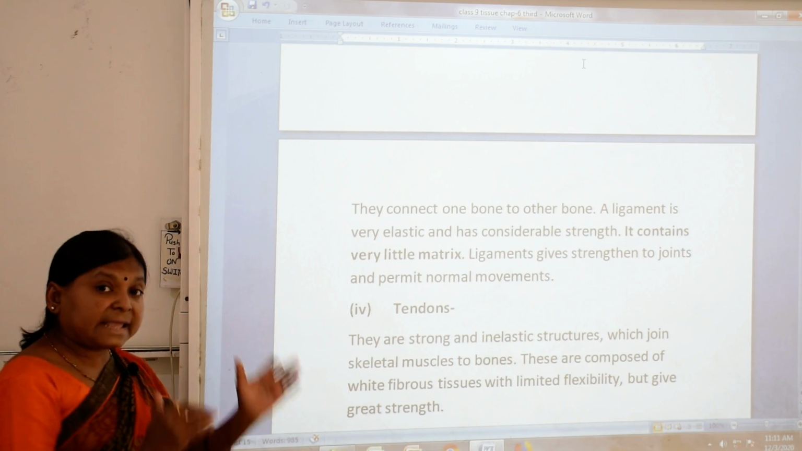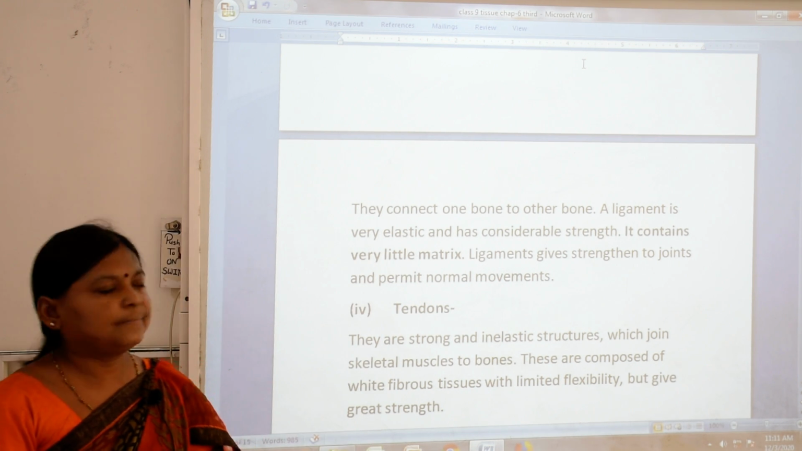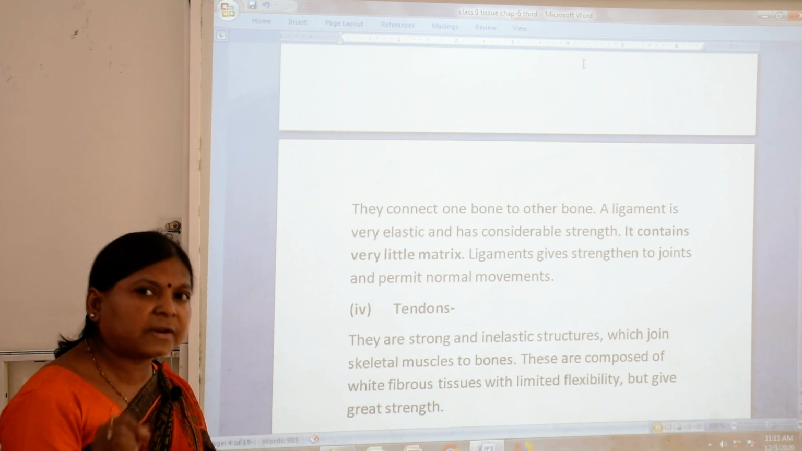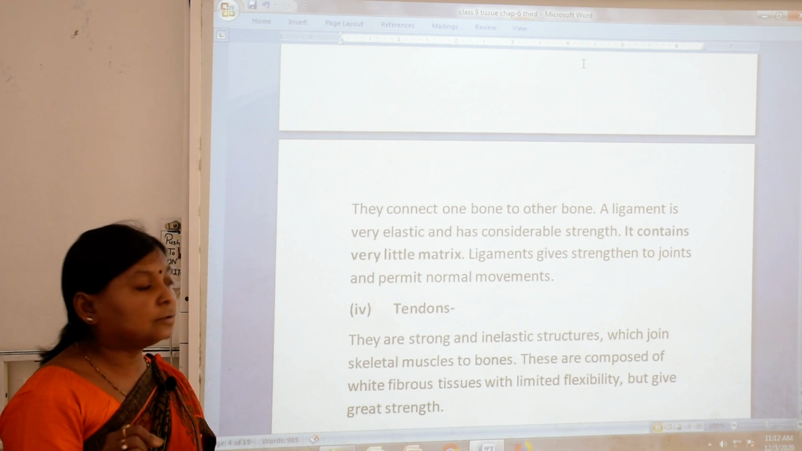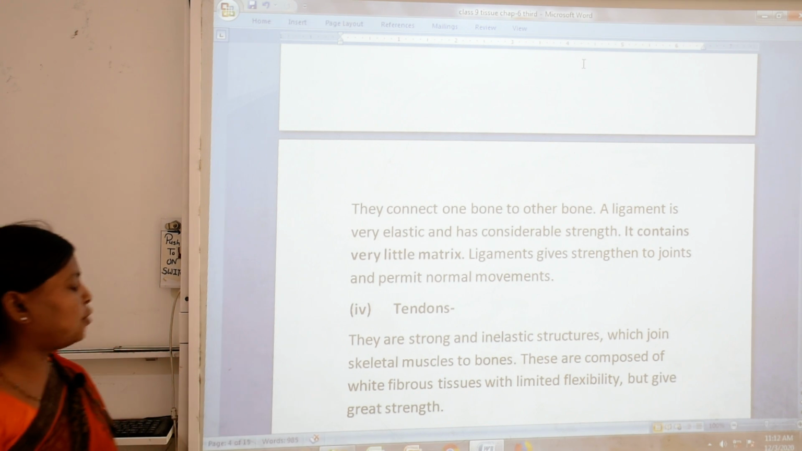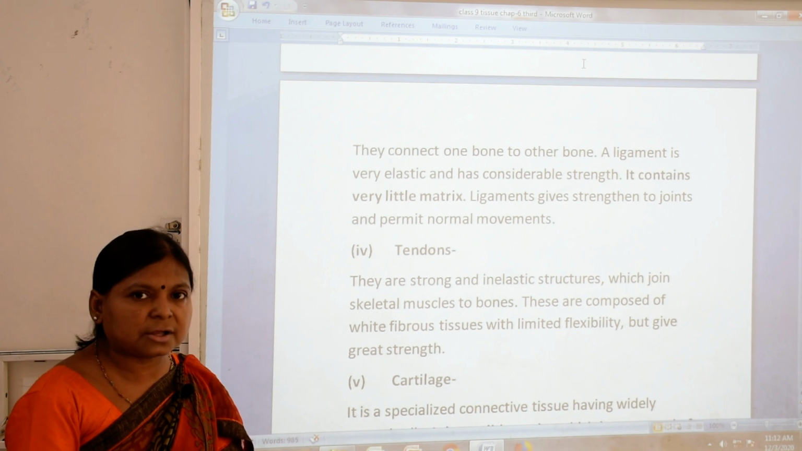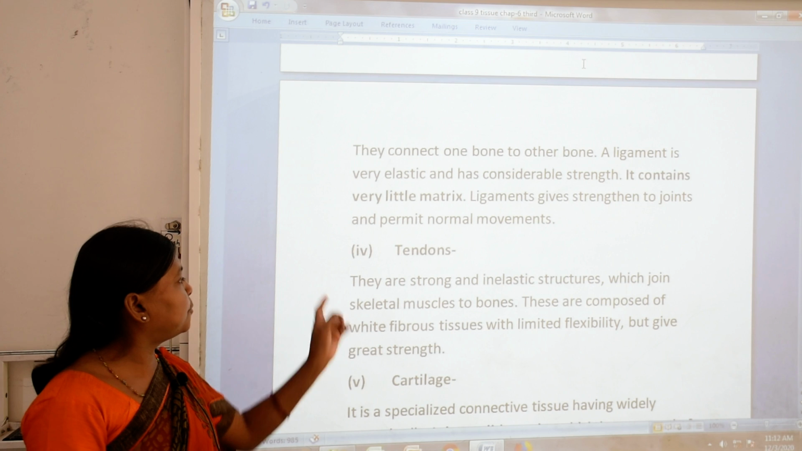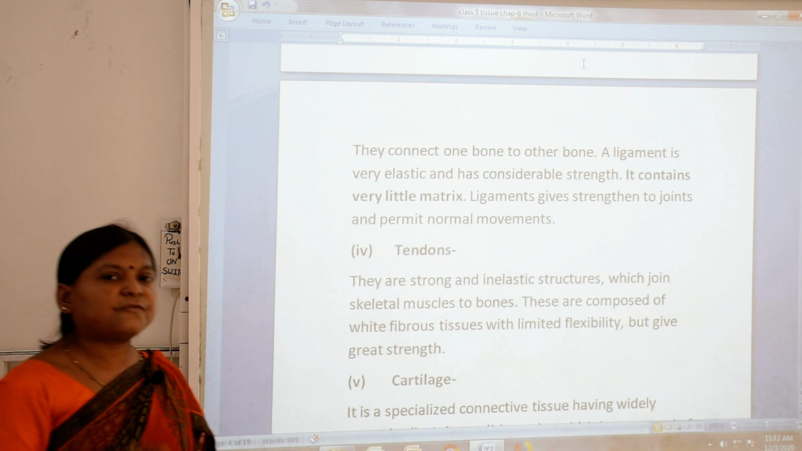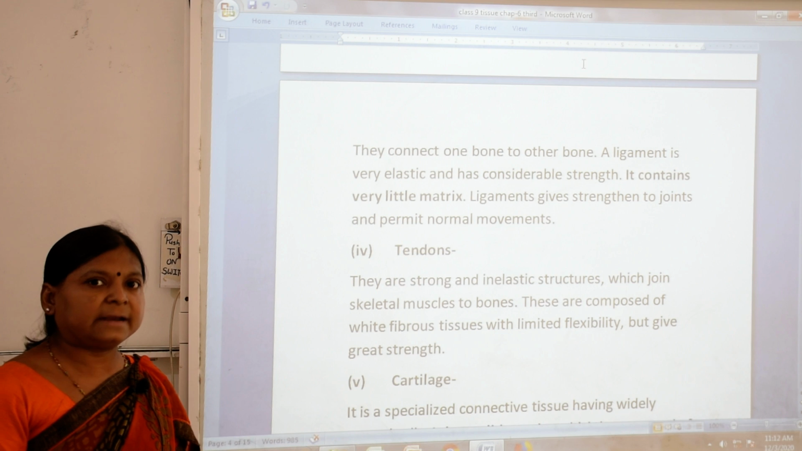Do you know ligaments? They connect one bone to another. A ligament is very elastic and has considerable strength. Do you know it contains very little matrix? Ligaments give strength to our joints and permit normal movements. Tendons are strong, inelastic structures which mostly join skeletal muscles to bones. These are composed of white fibrous tissue with limited flexibility but give great strength.